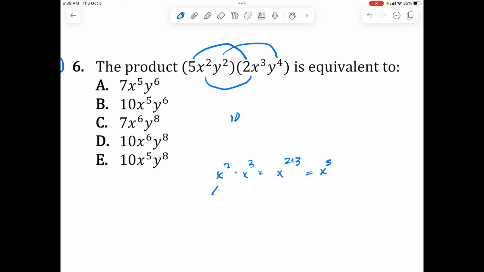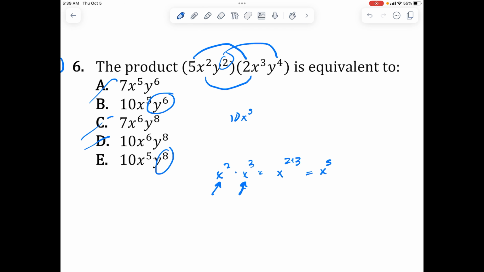When you have the same base, in this case x, and you are multiplying the two terms, like x to the n times x to the q, you'll always do x to the n plus q. All right? You always add. If you're dividing, you would subtract. Okay? So 10 times x to the fifth, again, cancels out everything. We just need to distinguish y to the sixth versus y to the eighth.